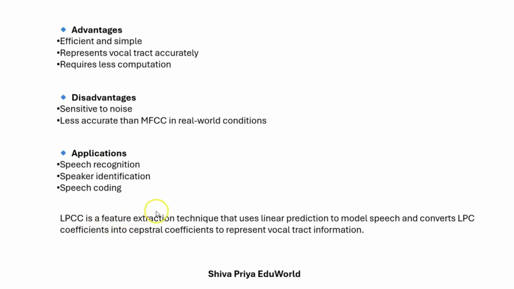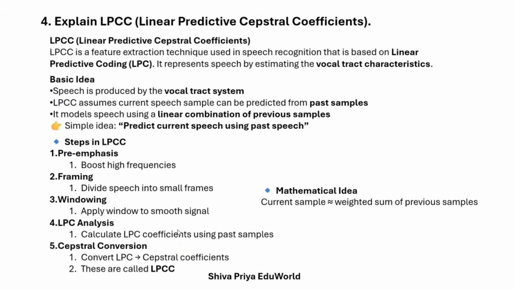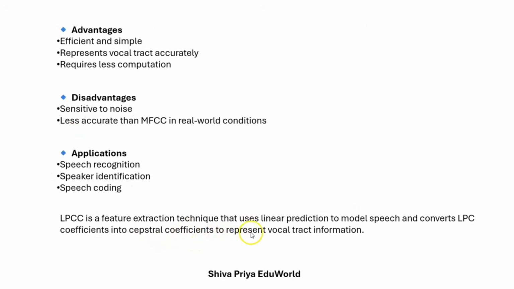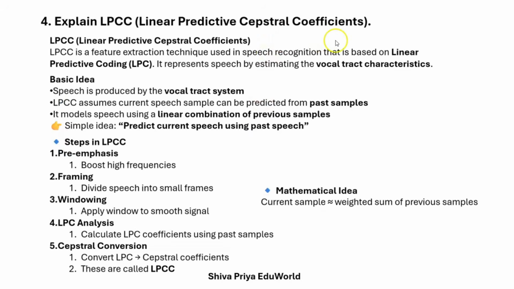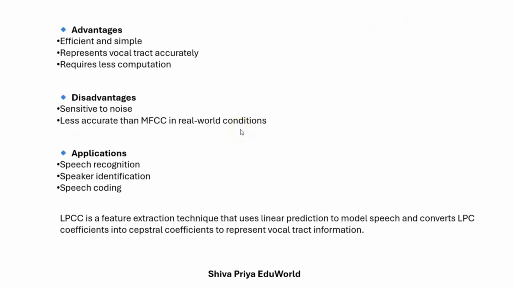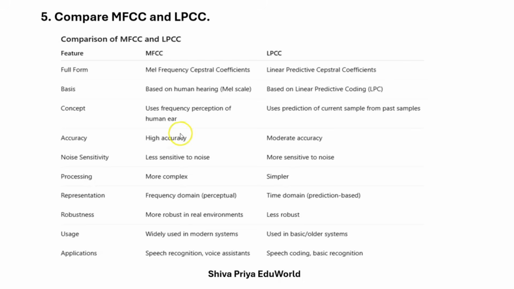The LPCC feature extraction technique uses linear prediction to model speech and converts LPC coefficients into cepstral coefficients. I already told you, it converts LPC to cepstral coefficients to represent the vocal tract information. Clear? This is all about LPCC. Always remember, you have to write according to the marks given. Don't write pages for just 5 marks. Write according to the marks given.